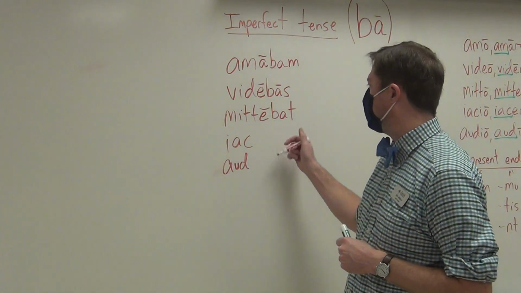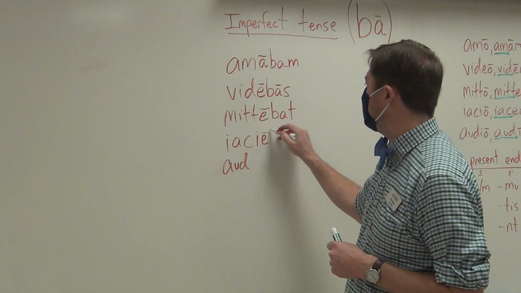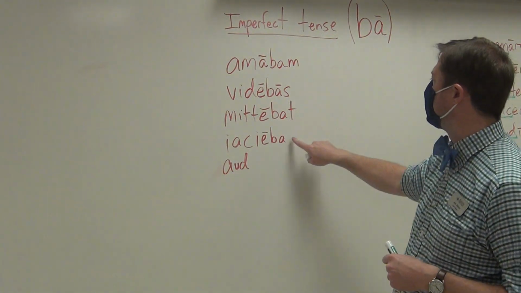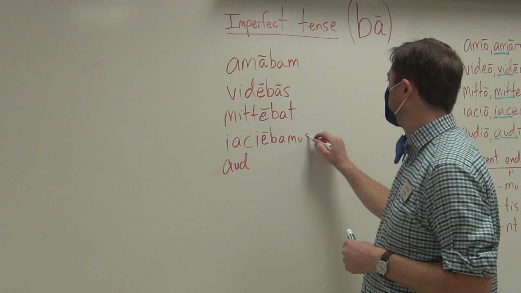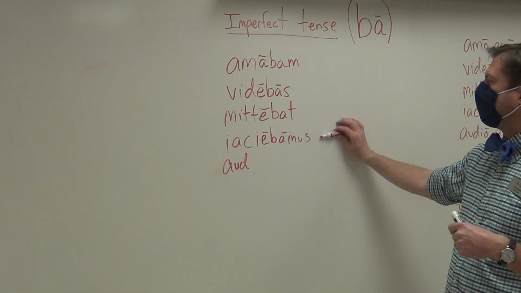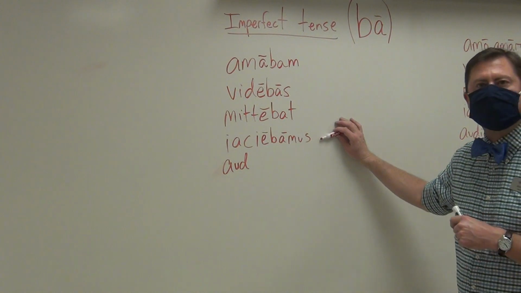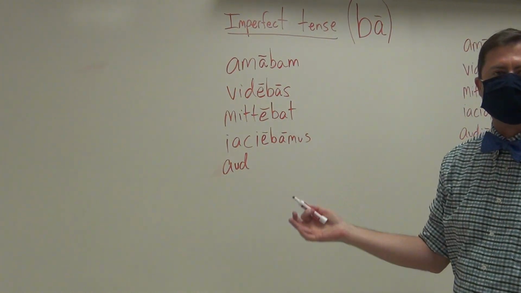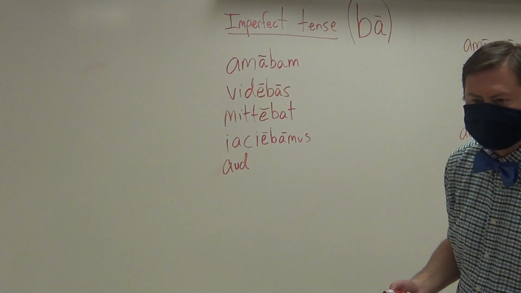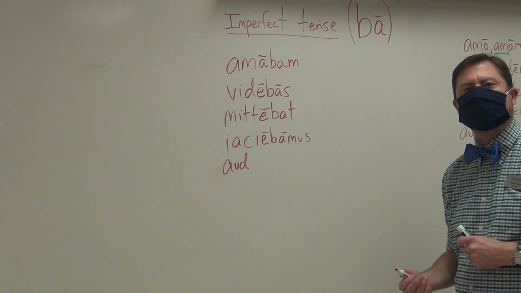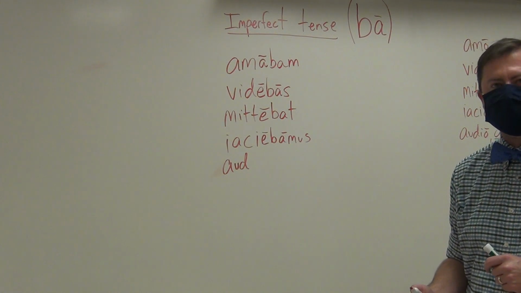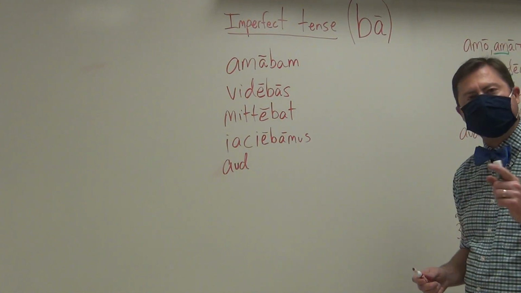Over here, for the third IO, remember it is an IEBA. And so first singular, second singular, third singular. Let's go first plural: iaciebamus. We threw a ball yesterday. We were throwing the ball. Over a period of time, a non-completed action. Your second item, BA, just the letters BA. That's what is the symbol of the imperfect tense.